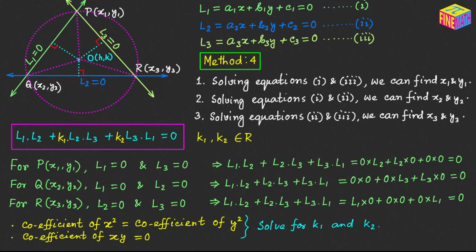So once we impose the requirements, once we find the proper values of k sub 1 and k sub 2, then it's just a matter of plugging in the values of L sub 1, L sub 2, k sub 1, L sub 3, k sub 2, and then find the equation that will give us the equation of our circumcircle. I hope all the steps of method 4 made sense.